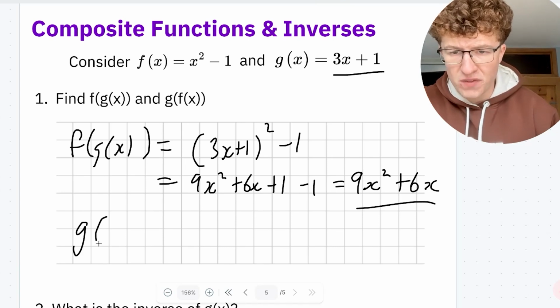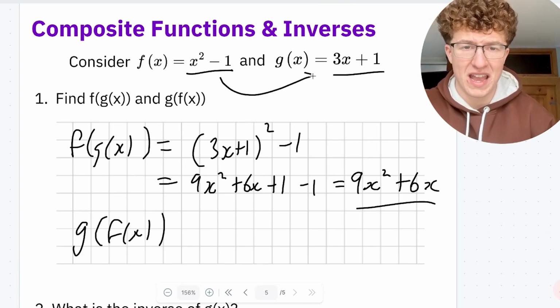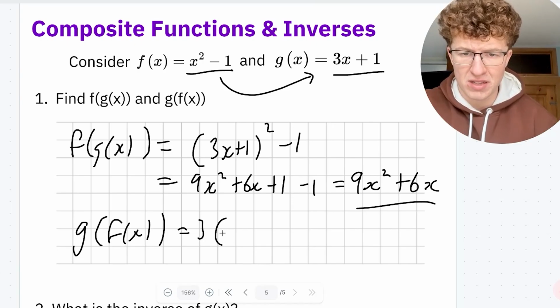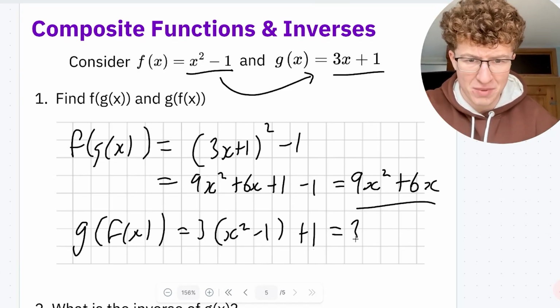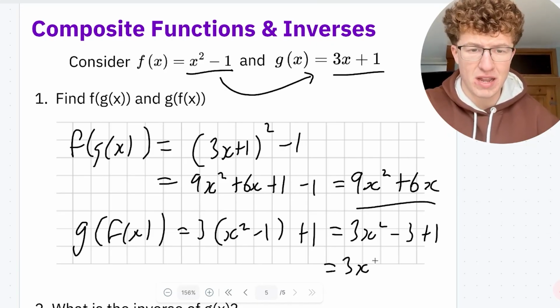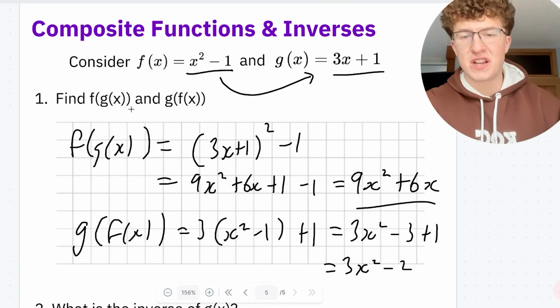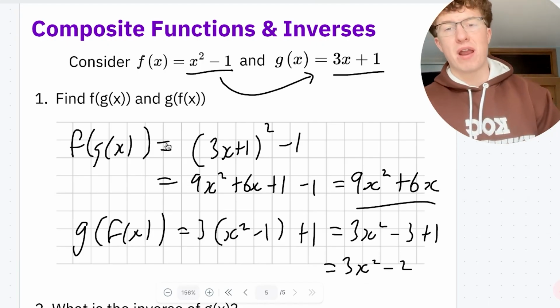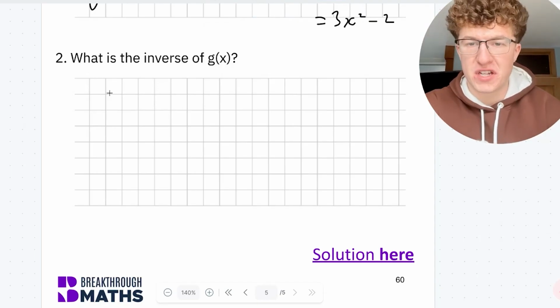And then you have g of f of x. This time, we're going to be putting this into the x in g. So that's going to be 3 times x squared minus 1 plus 1. So that's going to be 3x squared minus 3 plus 1. That's going to be 3x squared minus 2. Just remember, if it's f of g of x, you're just filling in what's in the bracket into the other function. Last part of this question, we want to find the inverse of g of x.